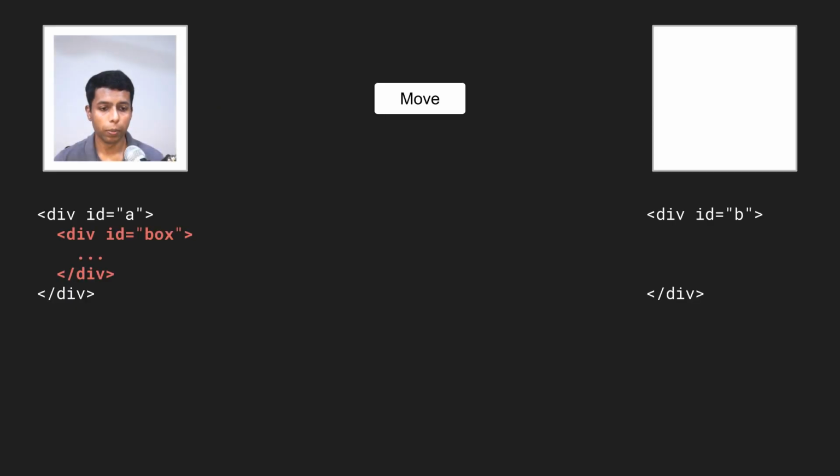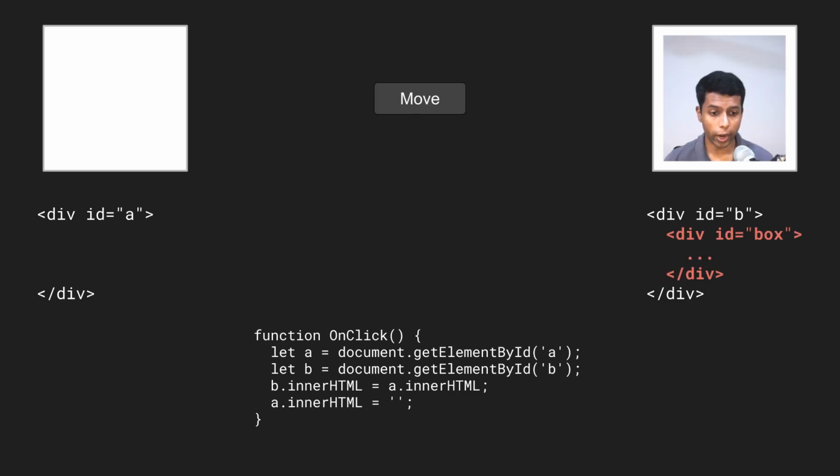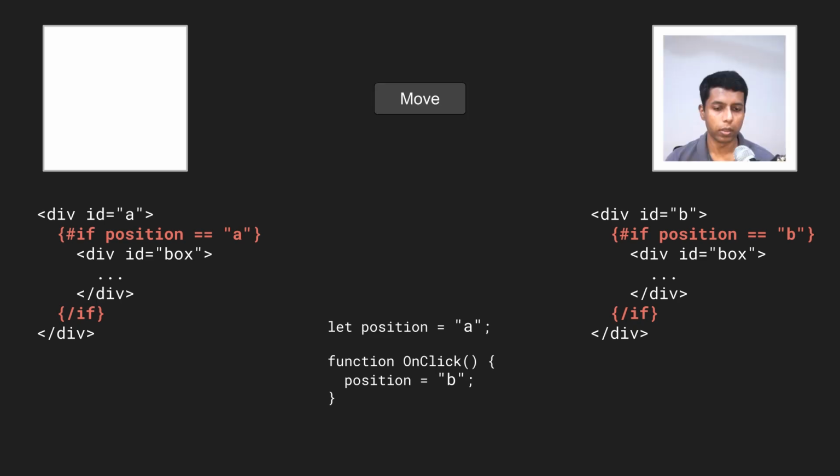Let's take a look at a simple example of moving a box from one position on the page to another at the click of a button. If you wrote this using vanilla JavaScript, you might do something like this in the click handler. Basically, you're grabbing the actual HTML from the container on the left and stuffing it into the container on the right. Here is what it might look like in Svelte. You just store the position of the box as part of your app state, and a simple update to that state causes the box to render itself at the new position.